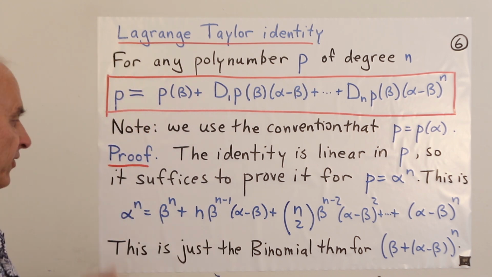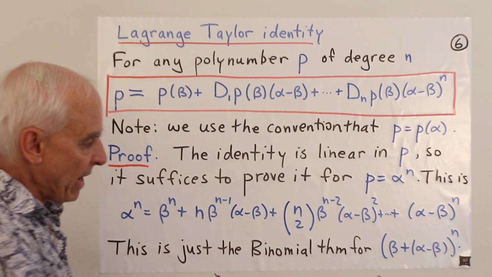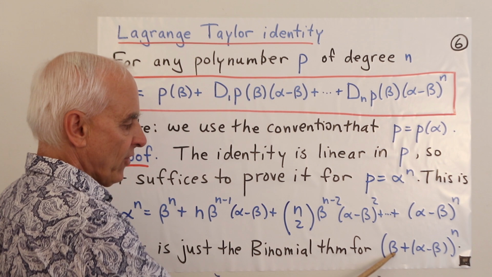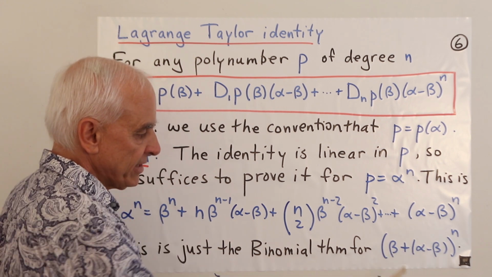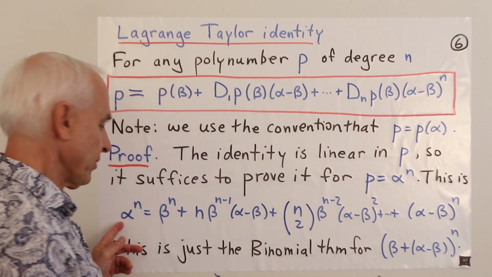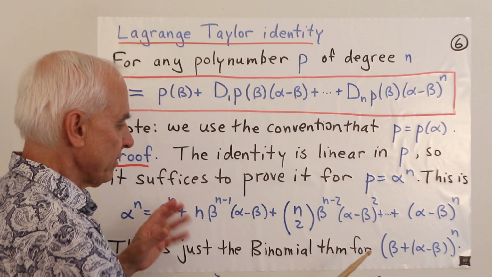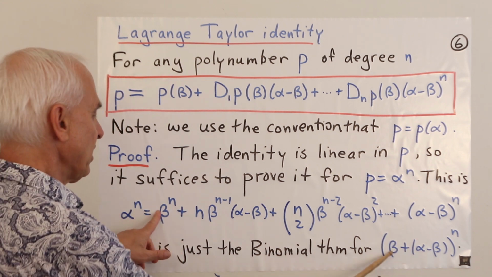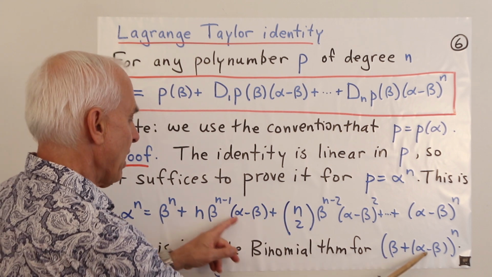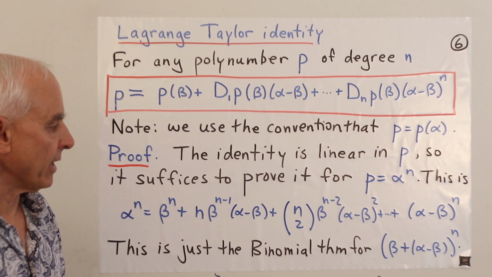And we stare at it and we see, well, actually, this is just the binomial theorem. It's just an expansion of this: beta plus alpha minus beta to the n. What's inside here is clearly alpha, so that's certainly alpha to the n on the left-hand side. And what we're doing is we're just expanding this out in powers of beta and powers of alpha minus beta. Decreasing powers of beta, increasing powers of alpha minus beta, with binomial coefficients appearing as the coefficients.